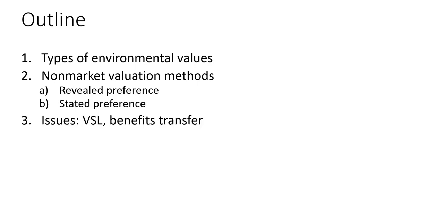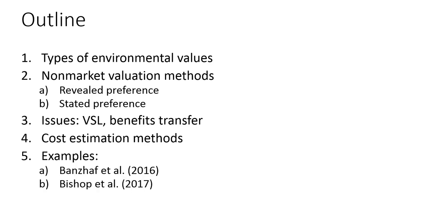Then we'll talk about some issues within those valuation methods. One of the biggest is estimating the value of statistical lives, and then we'll talk about benefits transfer. That's used a lot for policy analysis when there's not enough time or money to use a revealed preference method or a stated preference method. Then we'll talk about estimating costs. There's two main types of cost estimation methods: a survey method and an engineering method.